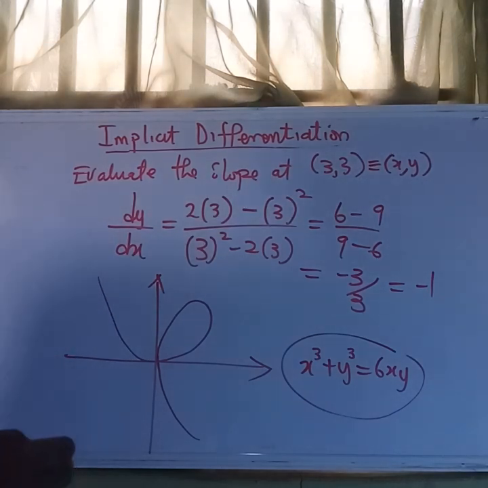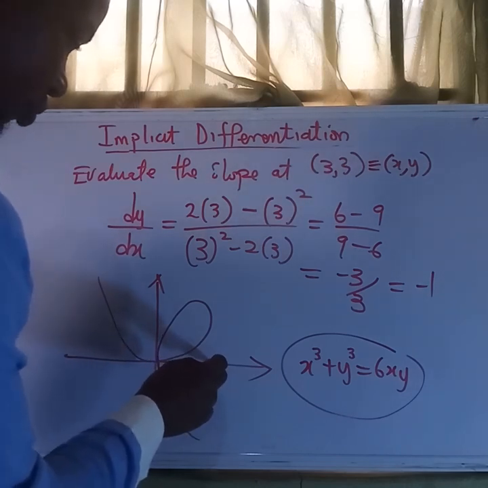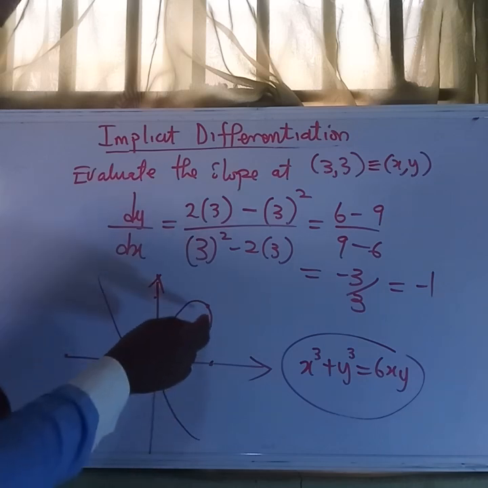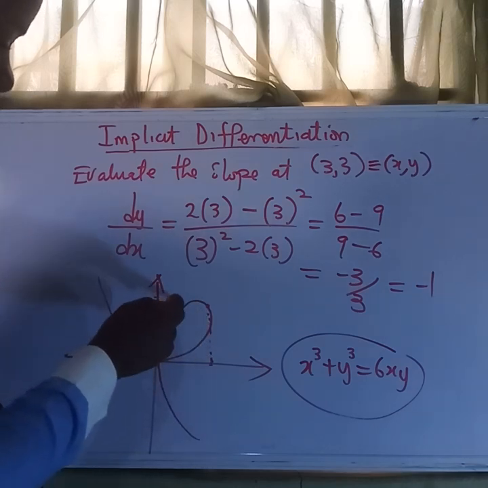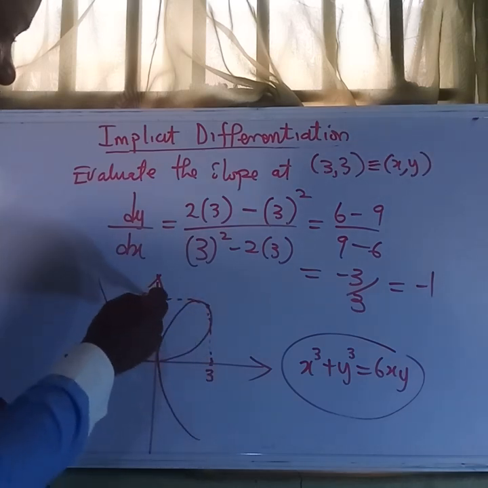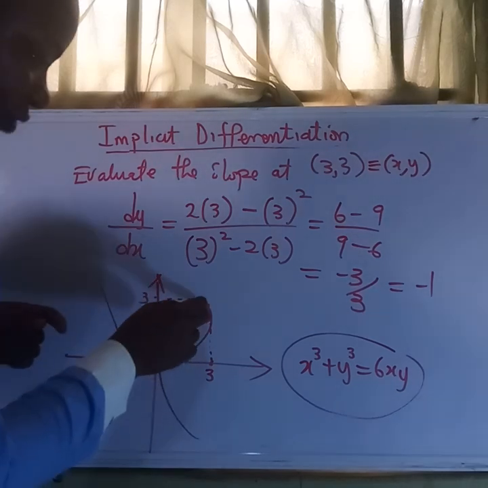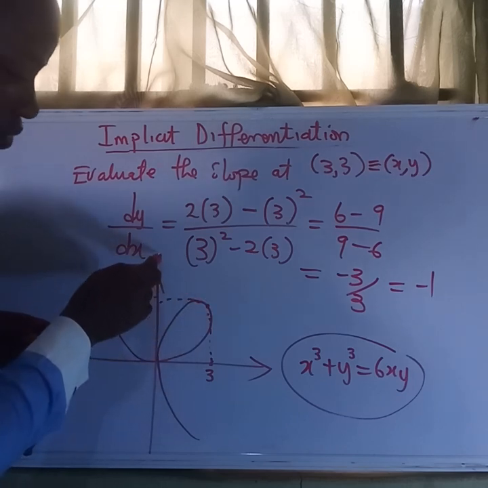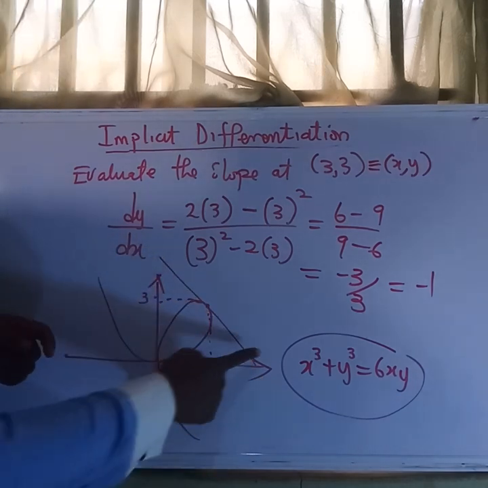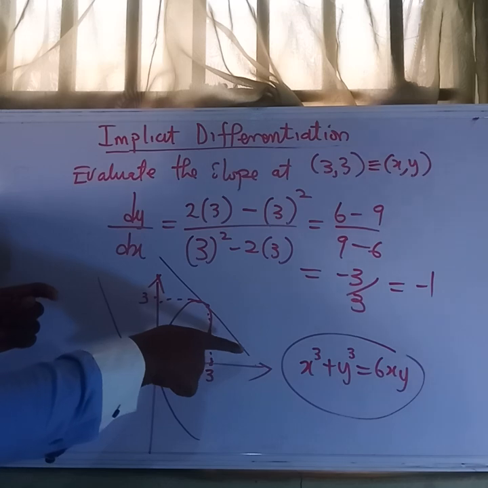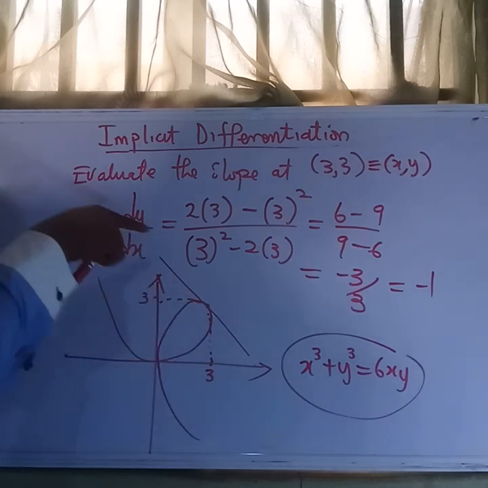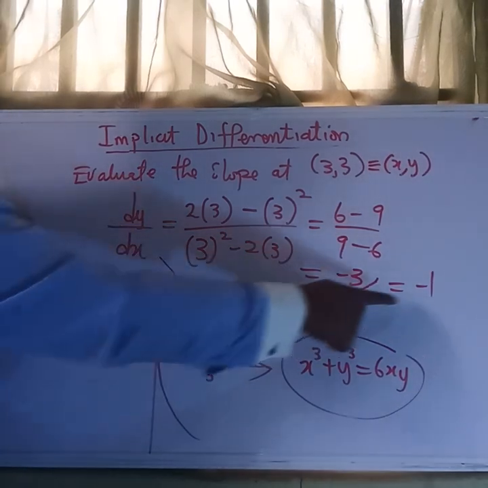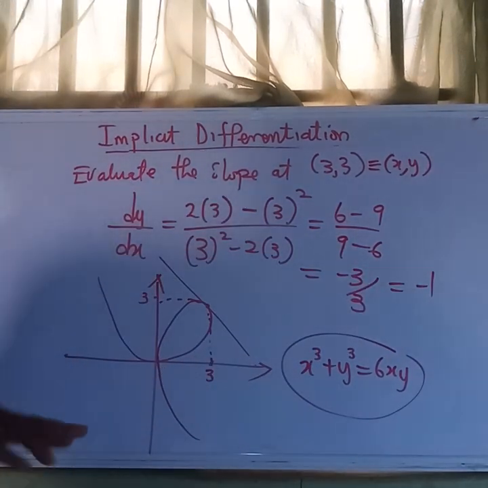Now the point (3, 3) that we have here meets at the edge here. If you have a good graph, one can locate the point. This is 3, this is 3. So we are looking for the slope at this point. The line which passes through this point is a sloping line that goes this way. As you can see, this is a negative slope because it is descending, and as we have it here, it's negative 1. So that is it.